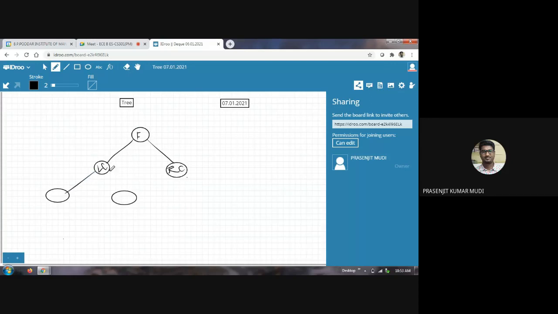This is the LC child of this LC, and this is the RC child of this LC. Similarly, this RC may have at most two children, and so on. So this data structure is known as a tree.